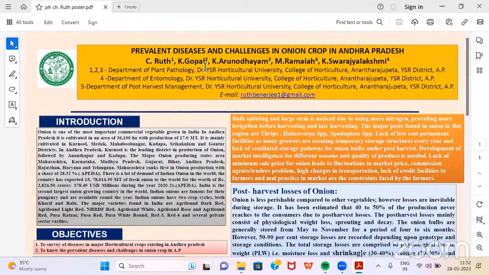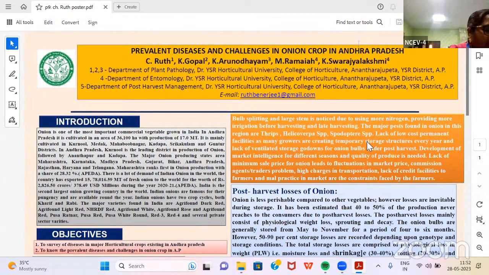Sir, my poster presentation is on prevalent diseases and challenges in onion crop in Andhra Pradesh. Onion is one of the most important commercial vegetable crops grown in India, and Kurnool is the leading district in production and area of this crop, followed by Anantapur and Kadapa districts.